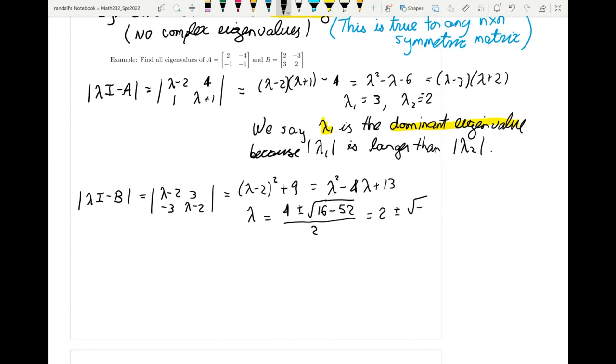So it's 2 plus or minus the square root of minus 36 over 2. I simplify that second term: the square root of 36 is 6, so 6 over 2 is 3, and then I have the square root of minus 1, which is i. So there are the two eigenvalues: lambda 1 is 2 plus 3i, and lambda 2 is 2 minus 3i. Once again, we see that they're a conjugate pair, so lambda 2 is the conjugate of lambda 1 and vice versa. And this will always be true because of this property here.